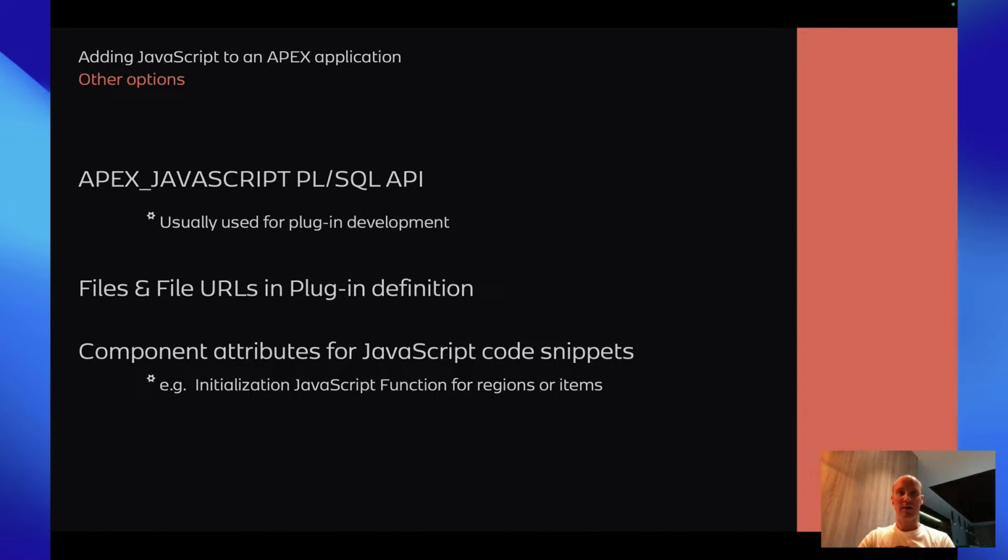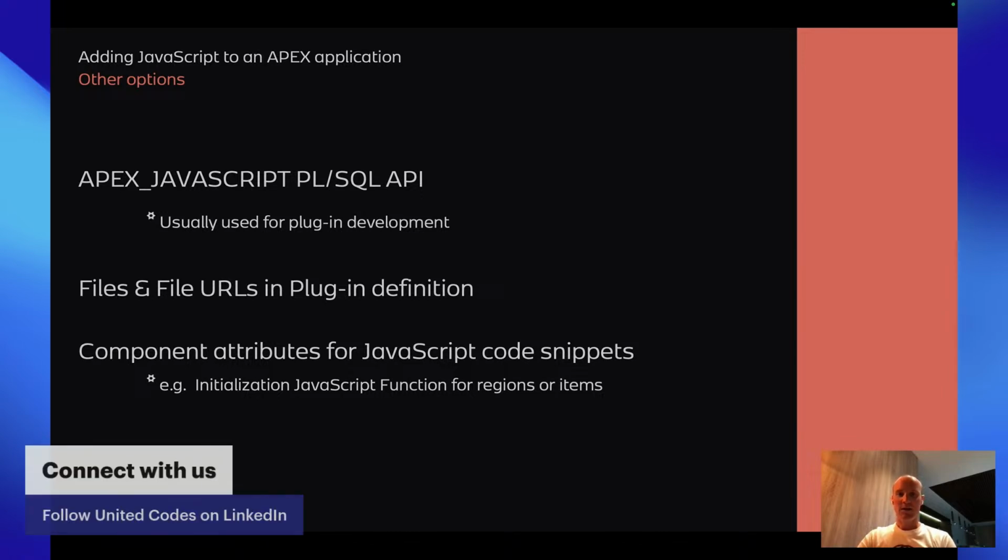And we also have component attributes, which can contain small JavaScript code snippets. For example, they can be used for configurations of interactive grids, special functionality in charts, for example. So that code needs to be initialized in the component attributes.